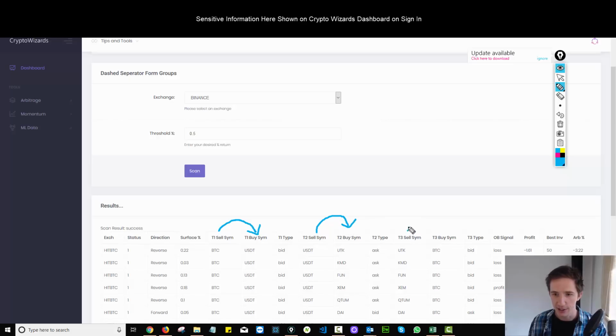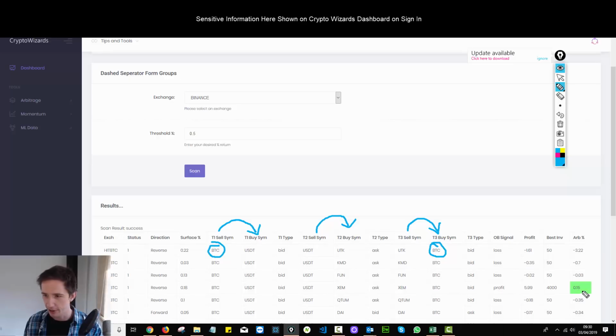Trade 3, sell UTK back for BTC. Do you see here how we started with BTC and we ended with BTC? Now if I look down here at this green one, which is also a BTC example, start with BTC, end with BTC, I would actually have made 0.15%. And if I had a bot trading that, it would have been automatic.